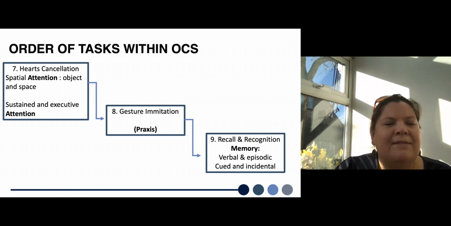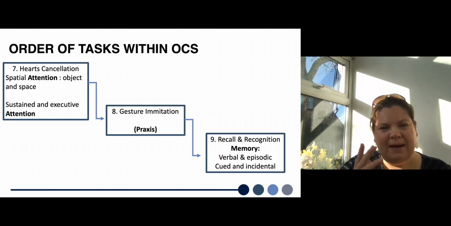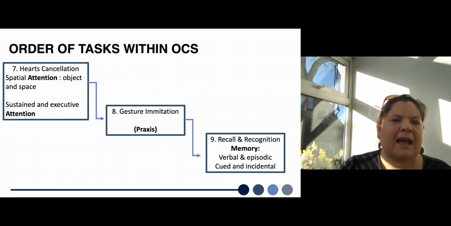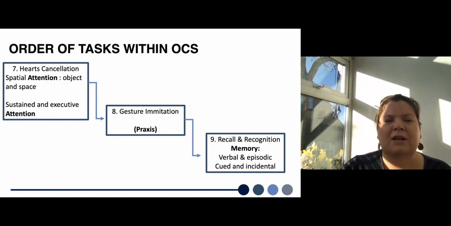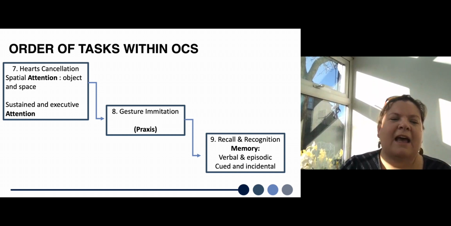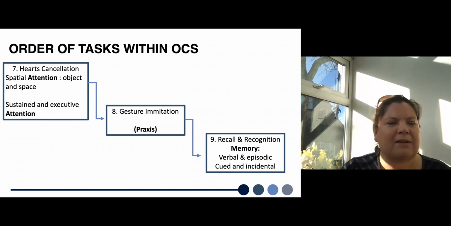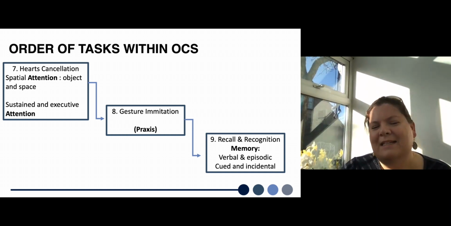So next, after all that, we do a hearts cancellation task, which is the one I briefly showed you before. And this very much gets at this spatial attention, right? Are they distributing their attention across space? Do they search contralesionally? And we're looking at both object level and space level, or allocentric and egocentric aspects of spatial attention. But in addition, it also really assesses sustained attention.